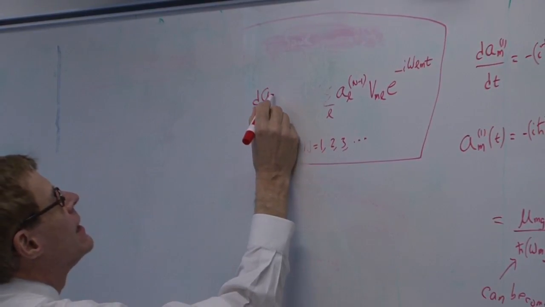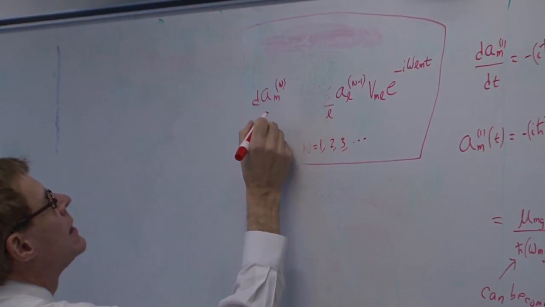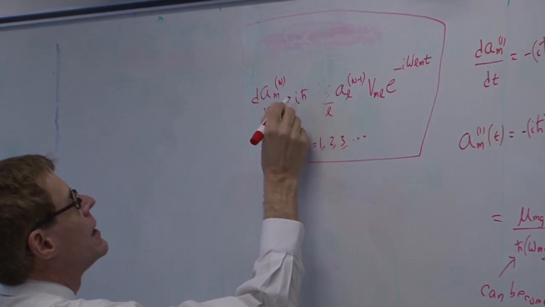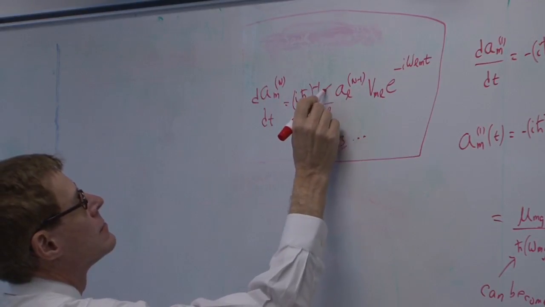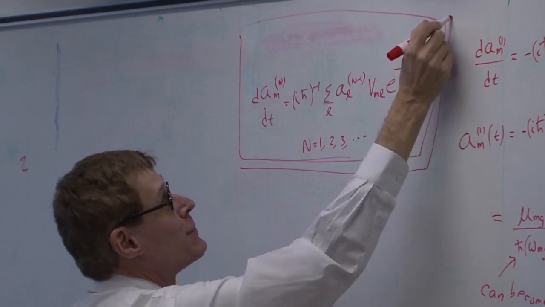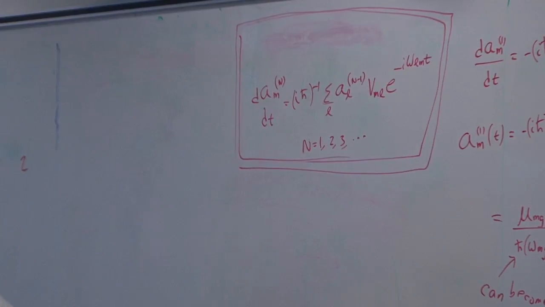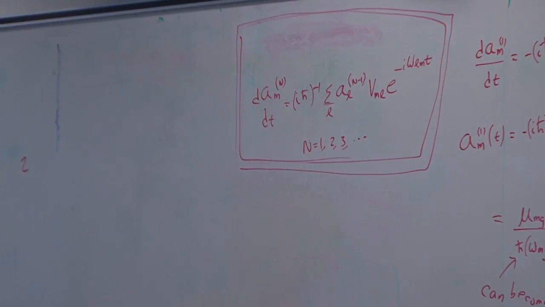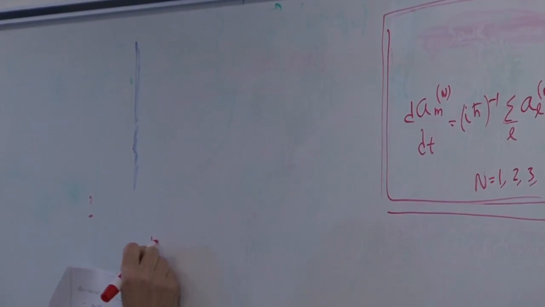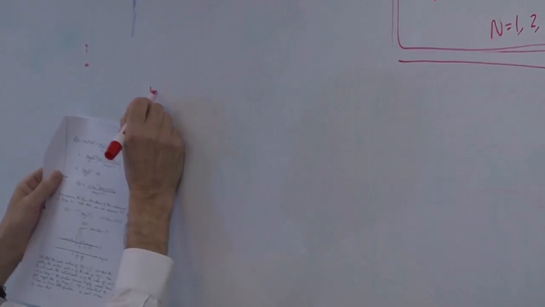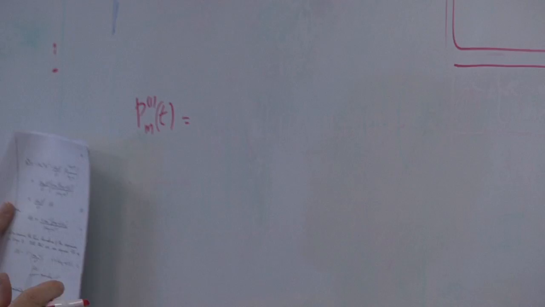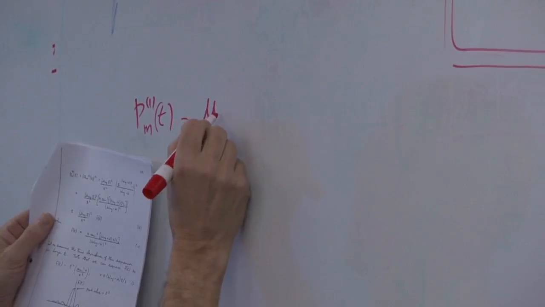dP_mg/dt is equal to... This time I'll draw a double box around it, make it even less likely that I will forget myself and erase. So let's just continue then. P_mg(t). So same mathematics as before.